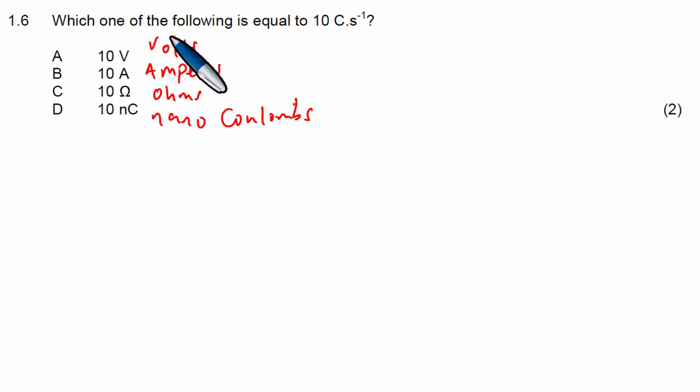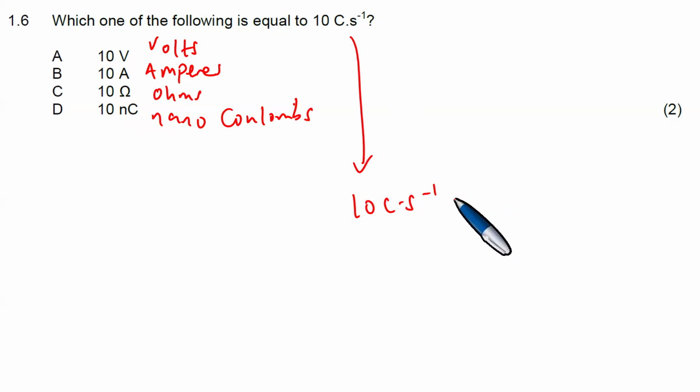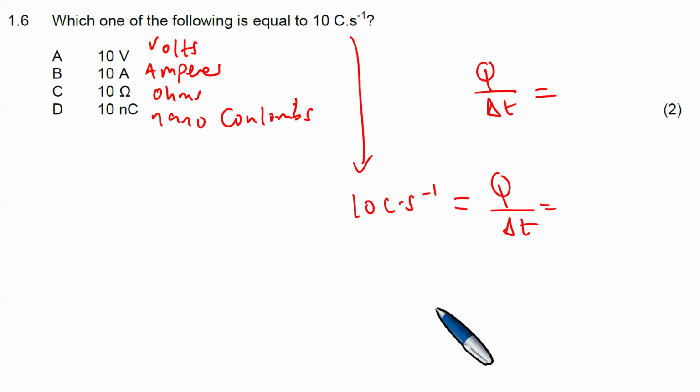So which one of the following is equal to 10 coulombs per second? Which one? What do you think? Okay, so obviously, you are looking at these here. It's 10 coulombs per second, which is the same as charge per unit time. And what formula is this at the back of the exam paper? Charge per unit time is equal to what? Who knows this formula?